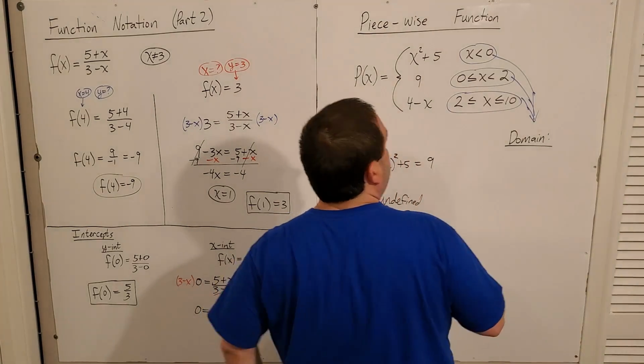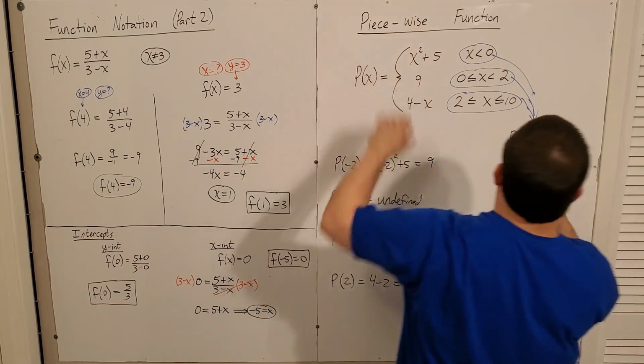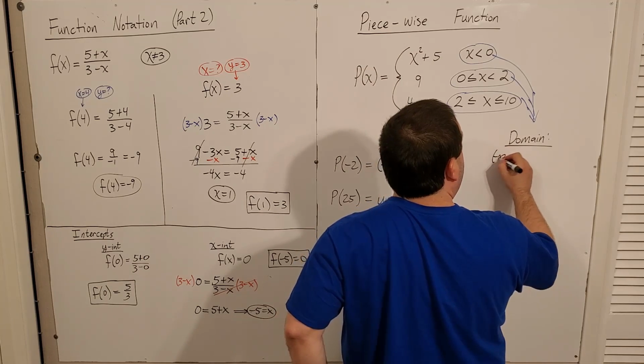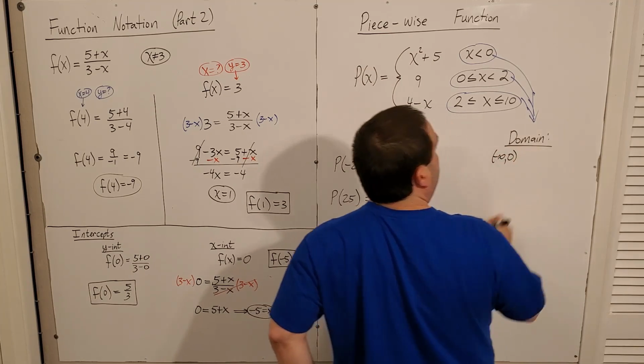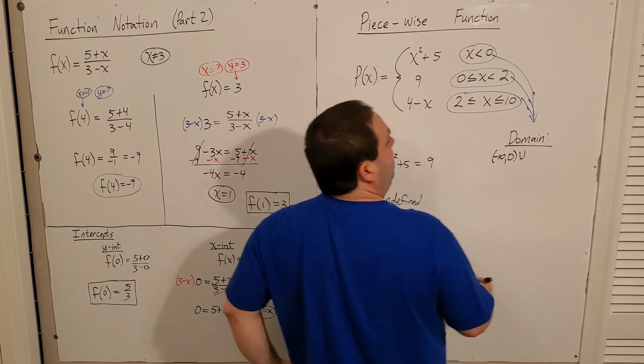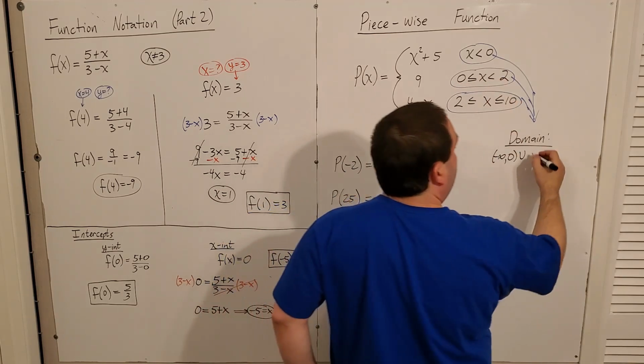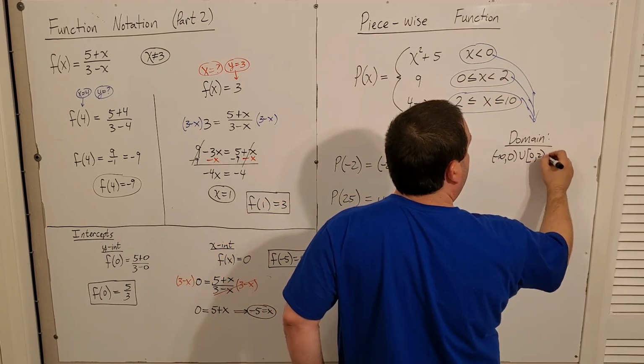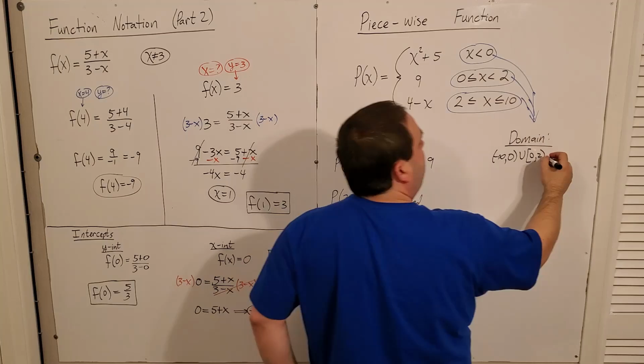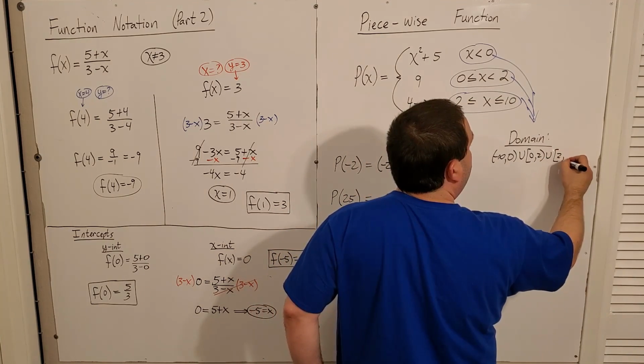Right? So in this case, less than 0. Well, that's negative infinity to 0, union with 0 to 2, union with 2 to 10.